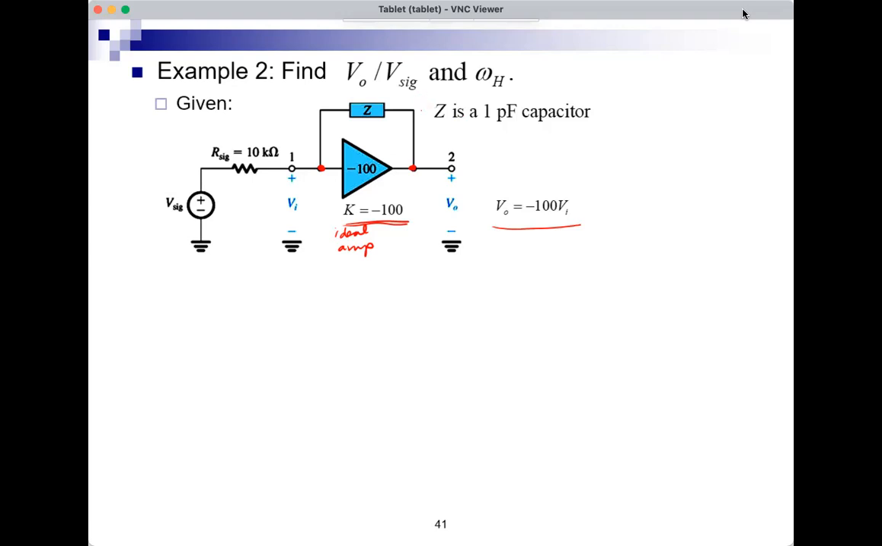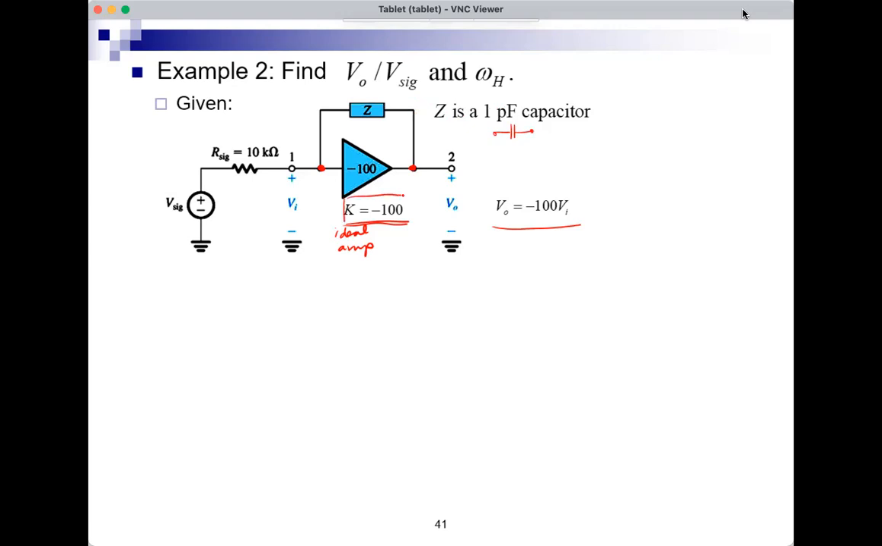And Z is a 1 picofarad capacitor. So this impedance is really just a 1 pico capacitor between the input and the output, or between node 1 and node 2. Of course, I can analyze this circuit without Miller's theorem, but we want to practice Miller's theorem, so let's do that.